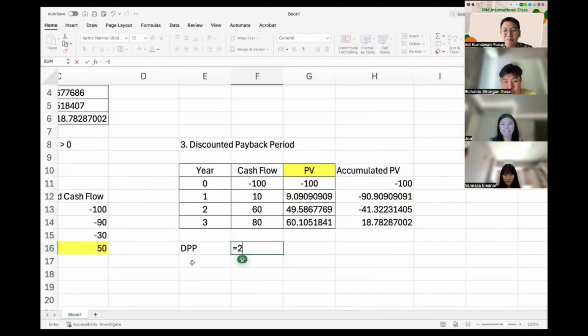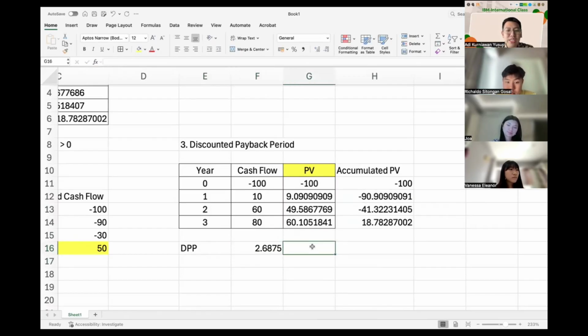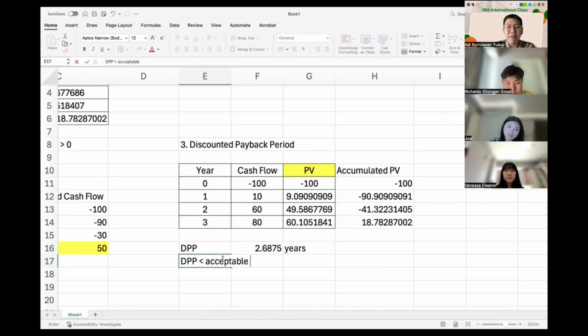Okay, so 2 plus, in year 2, you need 41 something more, right? 41.32231.405 divided by, in year 3, you get 60 something, so divided by 60.1051841. Okay, so the discounted payback period is 2.6875 years. Since the DPP is less than the acceptable payback, which is 3 years, you also need to accept the project.